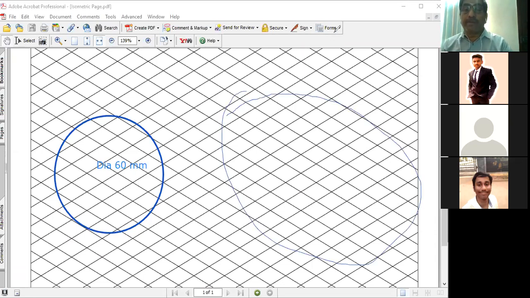you can find any one of the points somewhere. Here you can take this point. Sorry, I can take this way. You can take this point as the initial starting point. This dot, I think you are able to see this dot here. Now from this dot point, you are taking 60 millimeter on both sides, at 30-degree inclination.